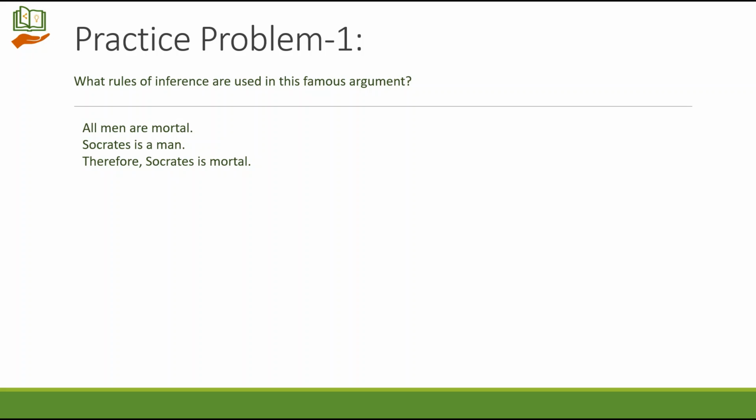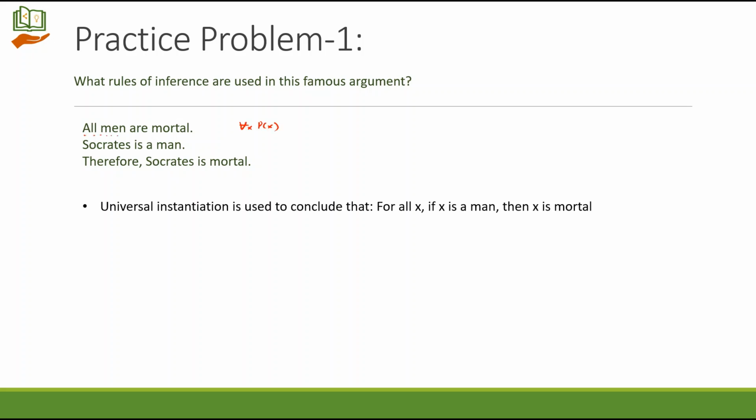Therefore, Socrates is mortal. Universal instantiation is used to conclude that for all x, if x is a man, then x is mortal. We use universal instantiation here because, based on these two premises, this is equivalent to P of A in the conclusion. In this case, we can say all men are mortal.